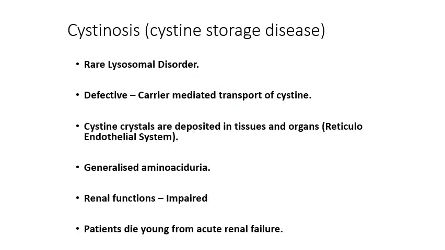Then cystinosis. Cystinosis is a cystine storage disease where there is accumulation of cystine in fluids. It is a rare lysosomal disorder. Here the defect is a defective carrier-mediated transport system of cystine. Cystine crystals are deposited in tissues and organs, specifically the reticuloendothelial system, and it leads to generalized aminoaciduria, and renal function becomes impaired. The patient may die young from acute renal failure. That is cystinosis.